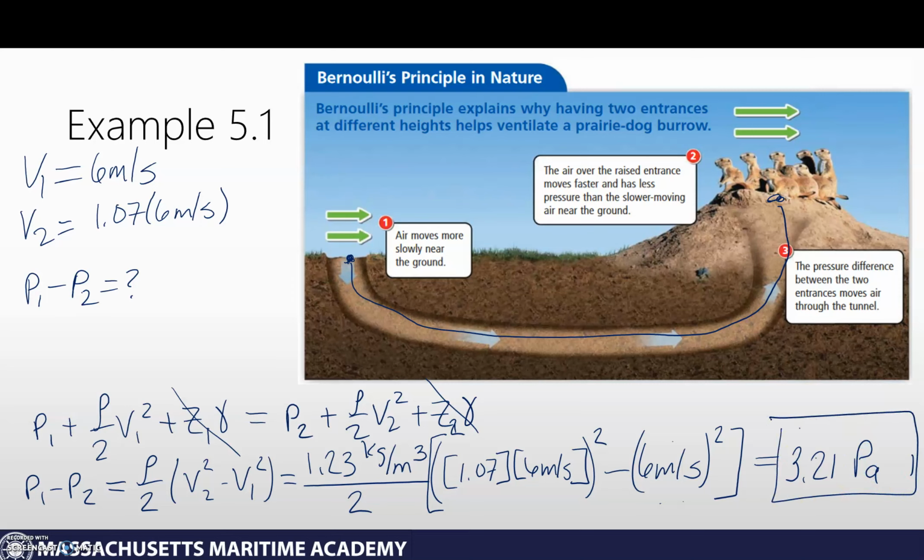And so that's the pressure difference between point 1 and point 2, and that causes a slight breeze through the hole. And also realize 3.21 pascals is not very big, because that's 3 newtons per square meter. That's like 3/4 pound patties over a 3 meter spot. So not a lot of pressure, but enough to keep the little guys alive.